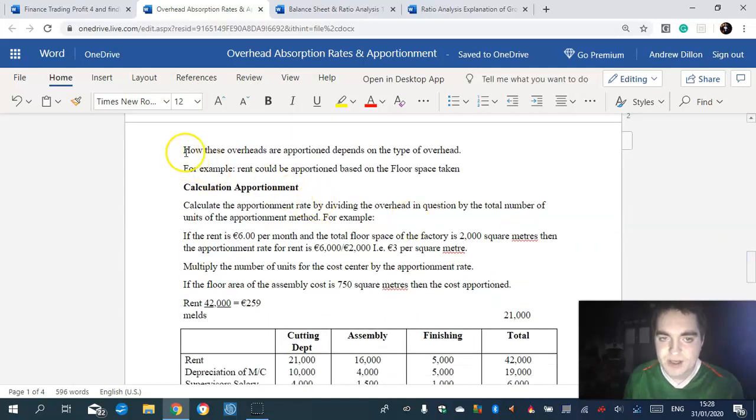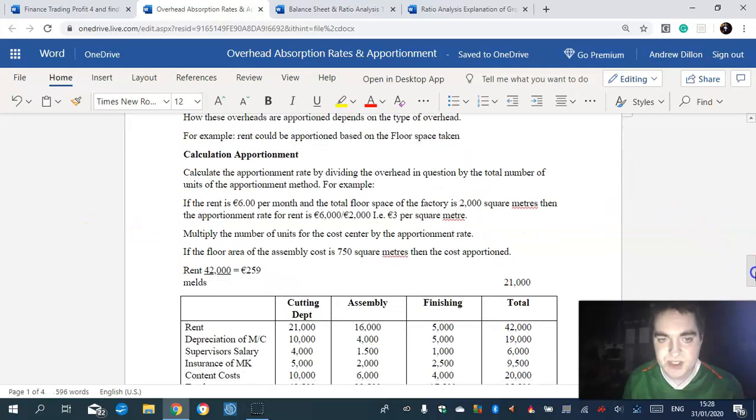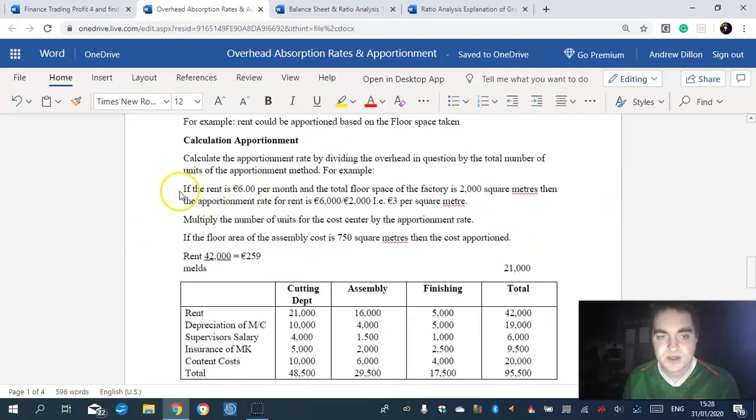How these overheads are apportioned depends on the type of the overhead costs. For example, rent could be apportioned based on the floor space taken. And here are the calculations for the apportionment. If the rent is €6,000 per month and the total floor space of the factory is 2,000 square meters, then the apportionment rate for rent is €6,000 divided by 2,000. Then the answer will be €3 per square meter.